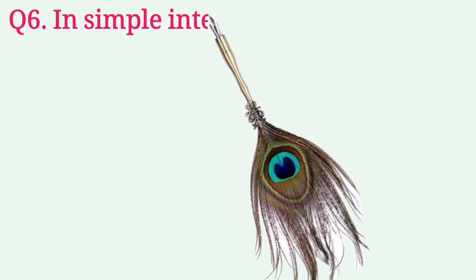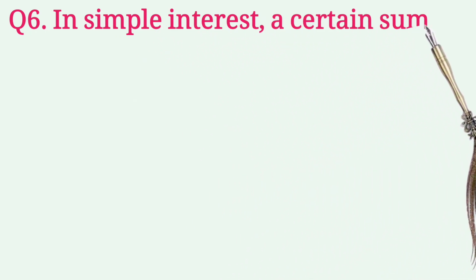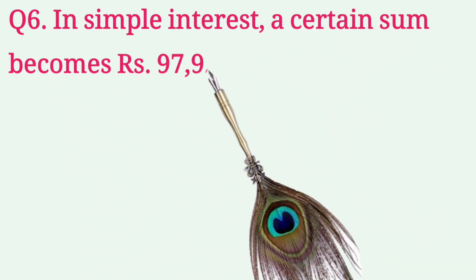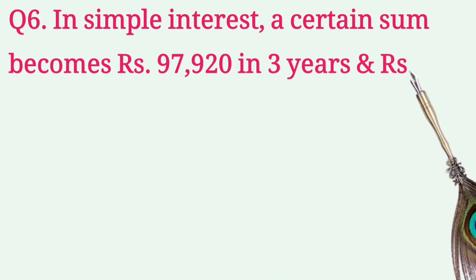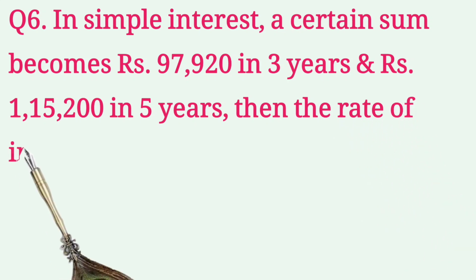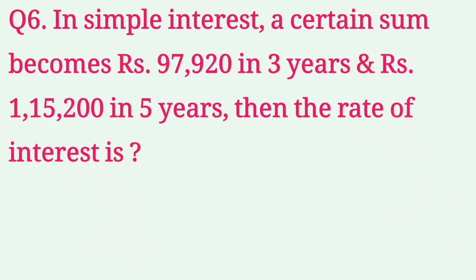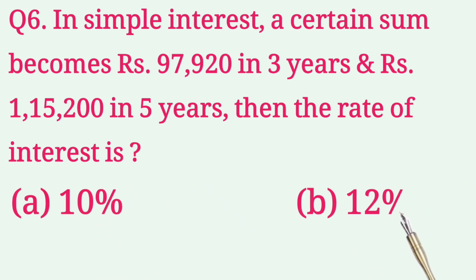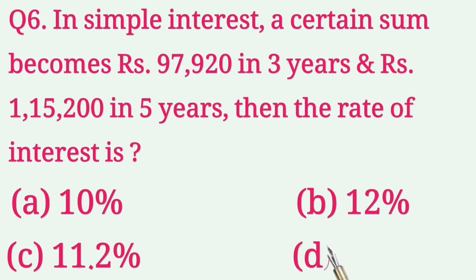Now let's move to question 6. In simple interest, a certain sum becomes rupees 97,920 in 3 years and rupees 1,15,200 in 5 years. Then the rate of interest is: option A is 10%, B is 12%, C is 11.2% and D is 13.6%.